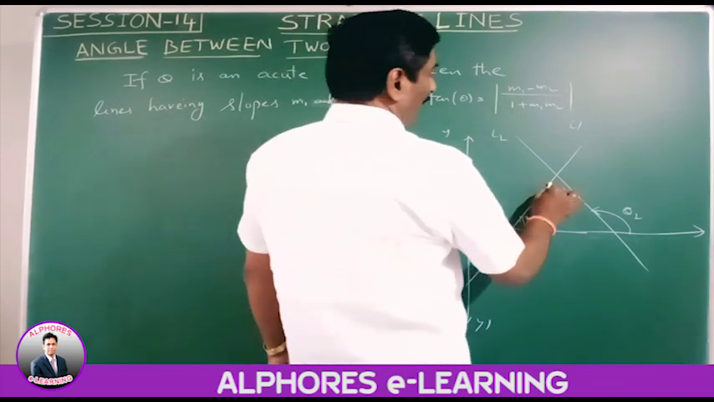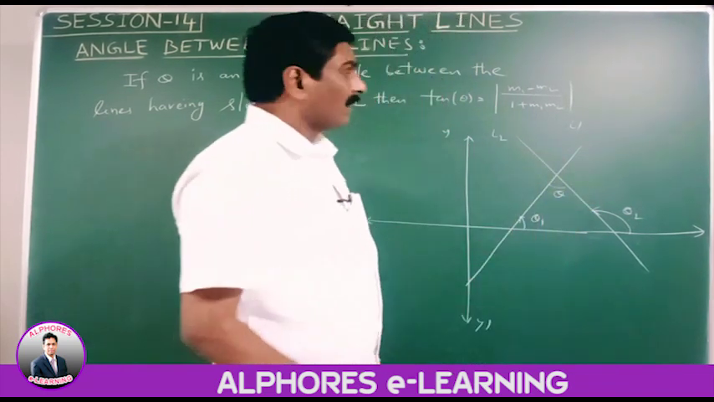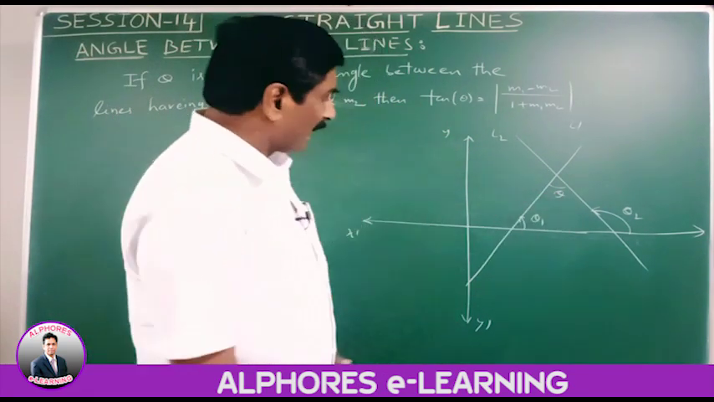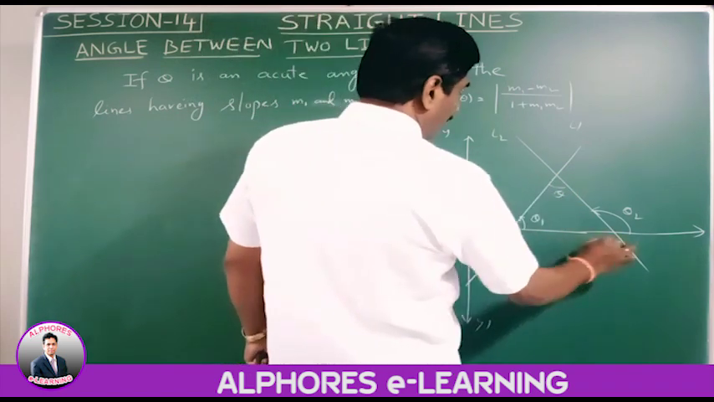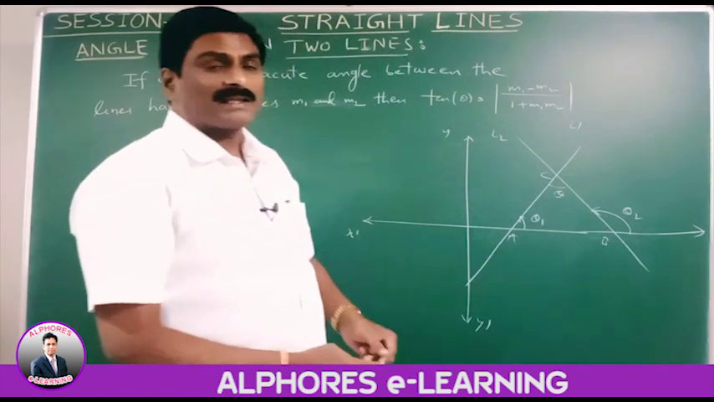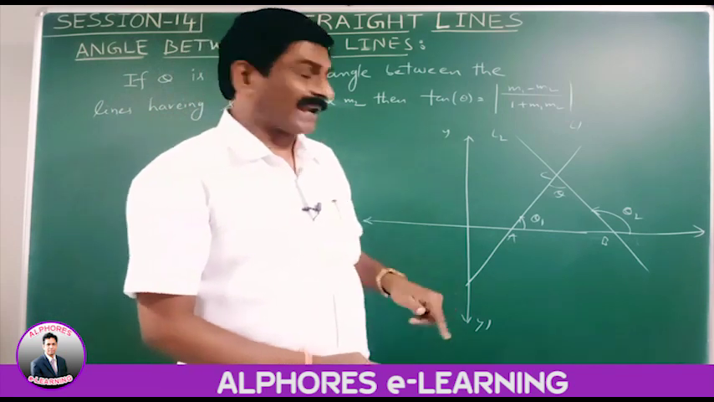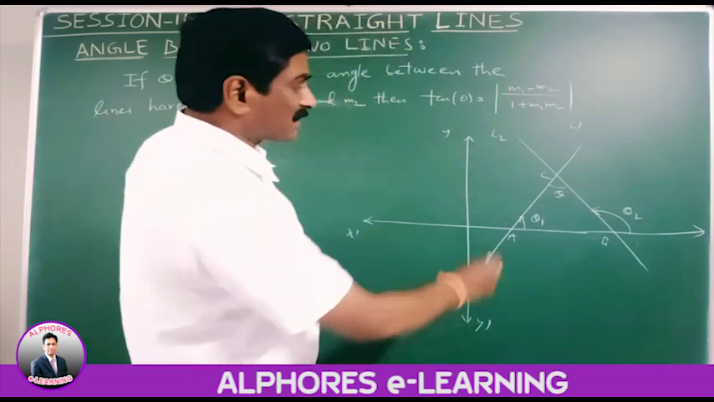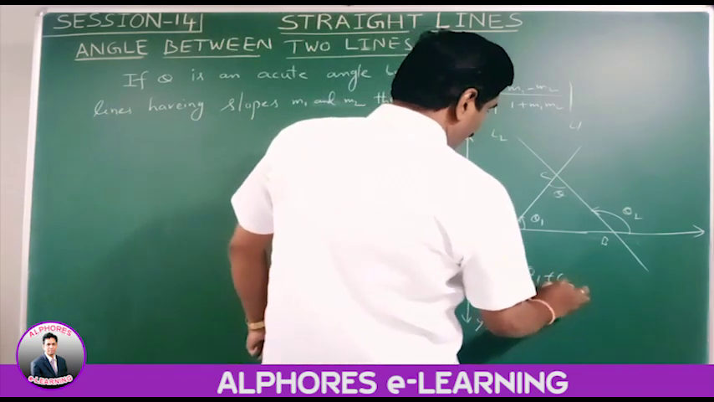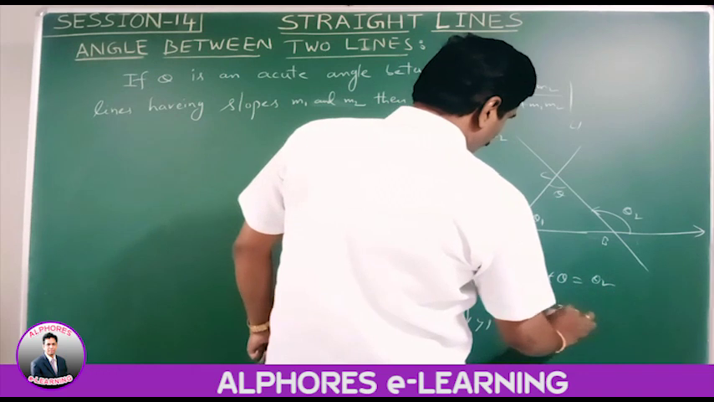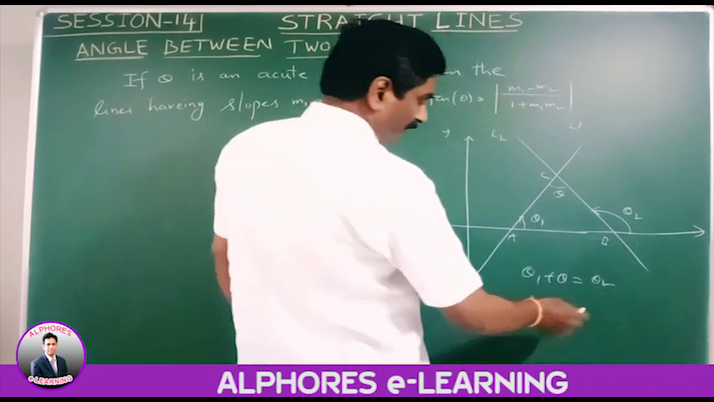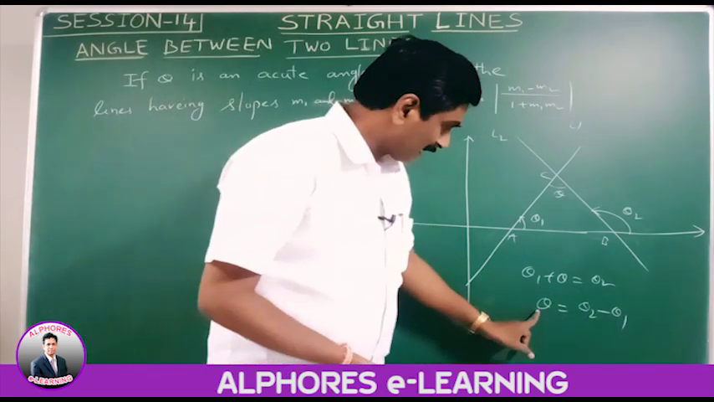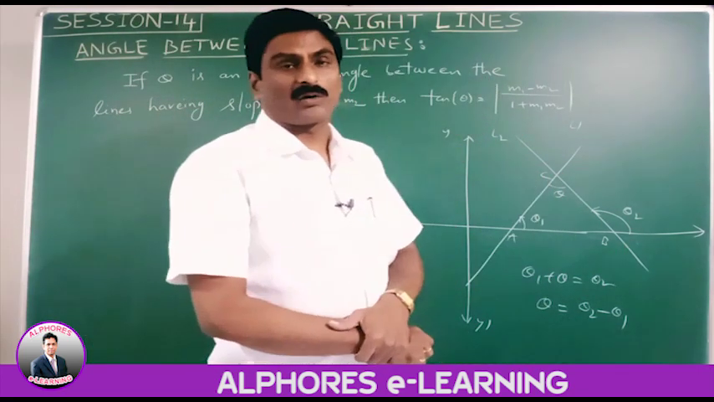Now we find the angle between these two lines. Say this value is theta. The angle between the two lines is nothing but theta. Here, what is this value? It is a triangle, say triangle ABC. In triangle ABC, the sum of the interior angles is equal to the exterior angle. By using that property, we find the relation between theta 1, theta 2 and theta. Theta 1 plus theta is equal to theta 2. What is the value of theta? Theta is equal to theta 2 minus theta 1. Any doubt in this value?